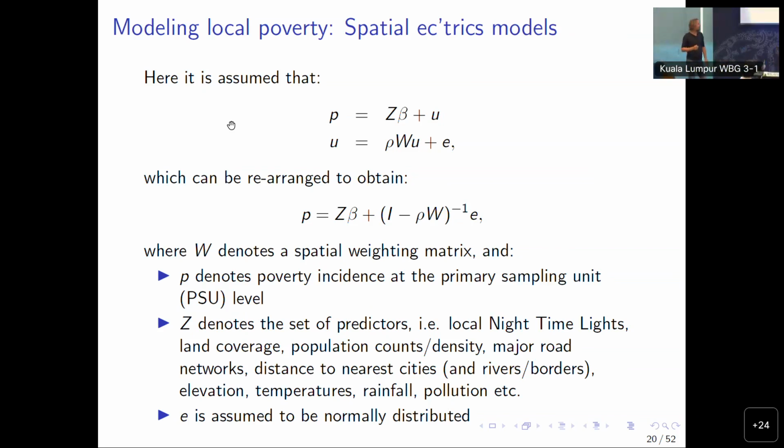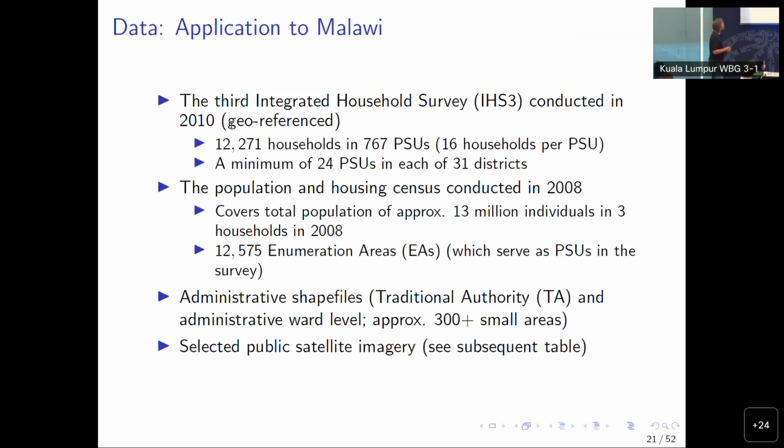No? Okay. So it's an application to Malawi where we have a little over 12,000. Coincidentally, we have 12,000 households. We also have 12,000 populated areas. Wow. That's pure coincidence. See? I'm only noticing that now.